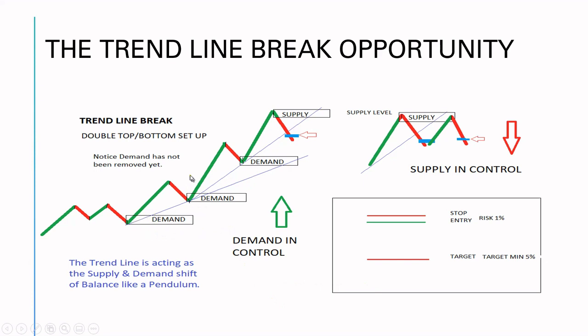Demand is below, supply is always above. Now, if the trend line is up or there's been a trend line break, demand is in control. So all these drop-based rallies or even rally-based rallies we're going to see are demand.